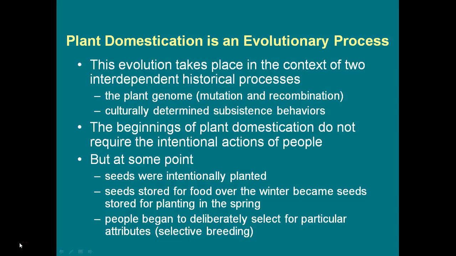convenience. The evolutionary process of plant domestication takes place in the context of two interdependent historical processes. On the one hand, there is the plant genome, which is affected by processes of mutation and recombination. Mutation, where occasionally different varieties can arise, almost by accident within the genetic code. Usually most mutations are deleterious, bad, and are not passed on to the next generation, but sometimes there are advantageous mutations. Domesticated corn takes advantage of a natural mutation where the 2-row teosinte was transformed into 4-row through a mutation.